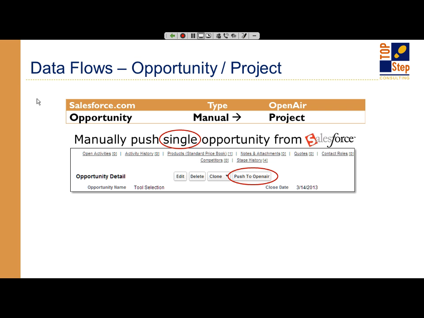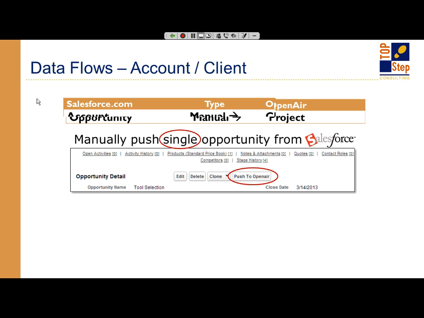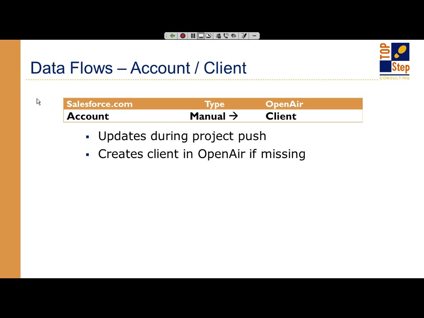The manual push would appear as a push to OpenAir button within the opportunity page itself. Whenever this push to OpenAir is selected, the information related to the opportunity would be synchronized with the OpenAir environment. The account is also a manual push or is updated automatically as part of the project push from the opportunity to project integration.